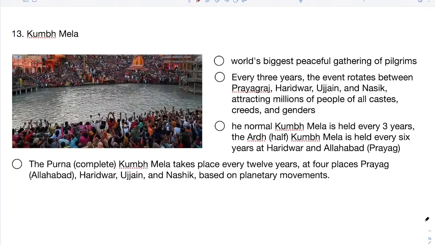Next one, that is the 13th, very important, Kumbh Mela. Kumbh Mela is recently inscribed and it is the world's biggest peaceful gathering of pilgrims. Please remember this part: peaceful gathering, not just the world's biggest gathering, peaceful gathering of pilgrims. Every 3 years the event rotates between Prayagraj, Haridwar, Ujjain and Nasik, and it attracts millions of people of all castes, creeds and genders.